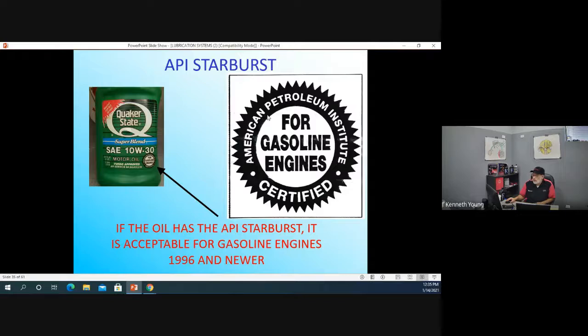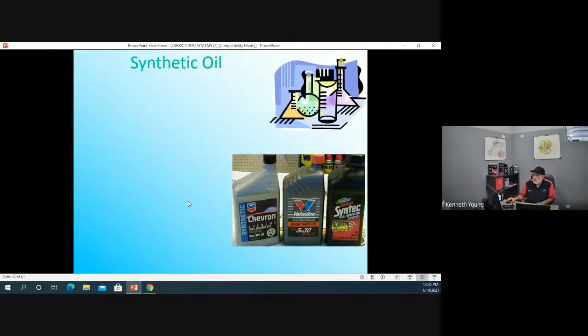This is not the donut, I apologize. This is the Starburst. It usually meant 96 and newer, but you have to flip it over in the back to see what the letters are for it.